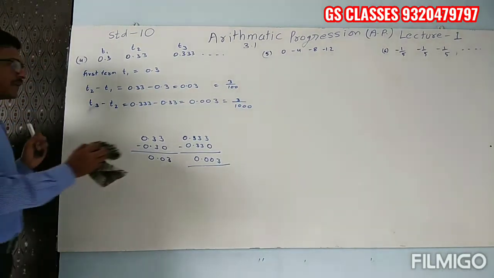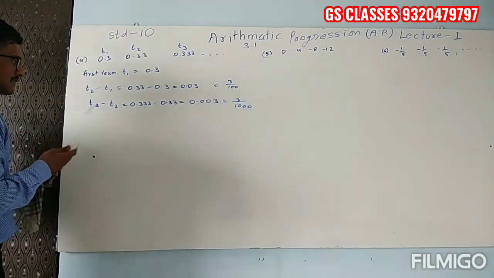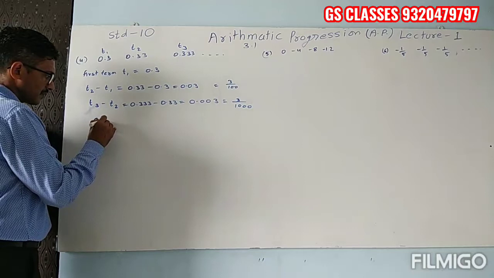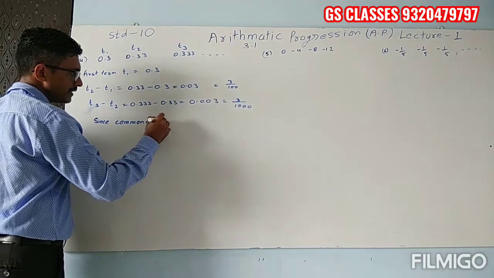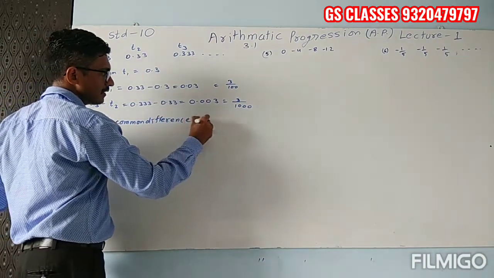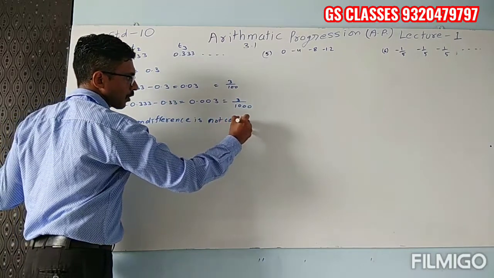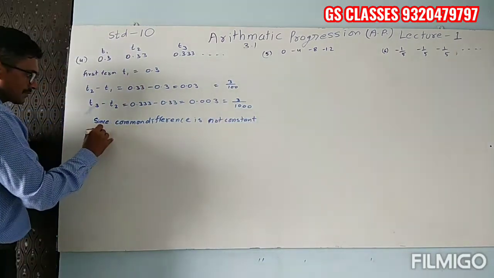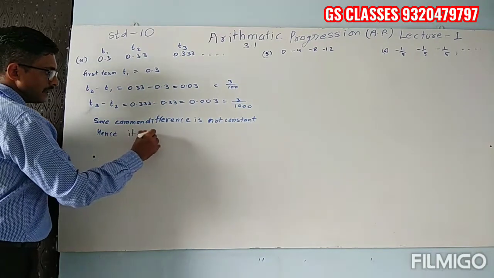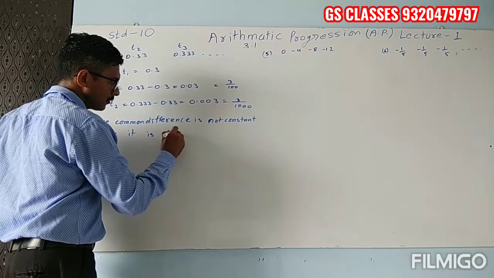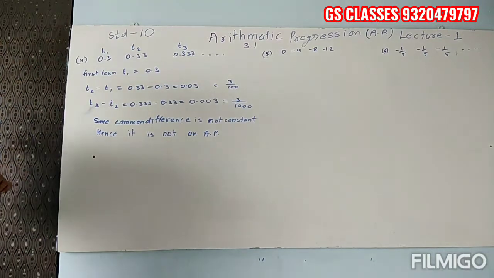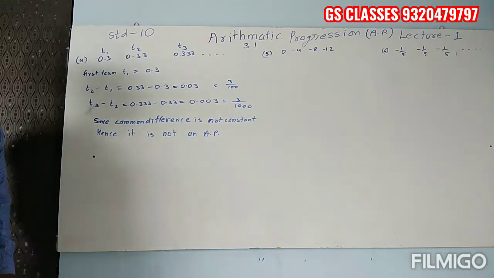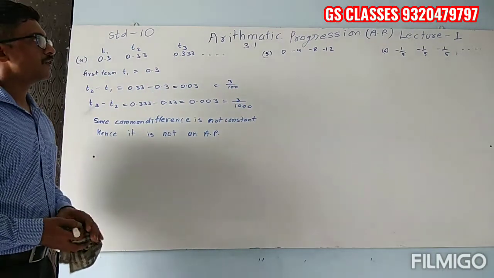So here we will write that since common difference is not constant, hence it is not an AP. So okay children, now we will move to the next question, that is the fifth one.